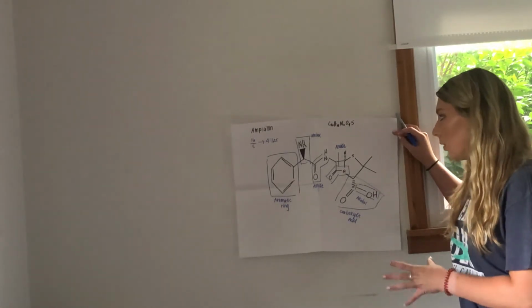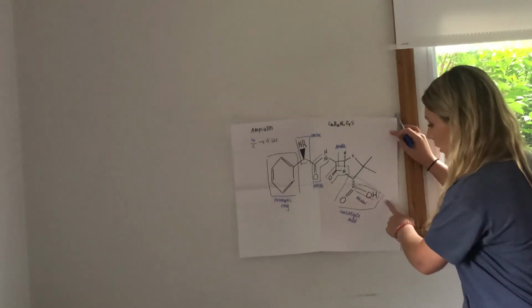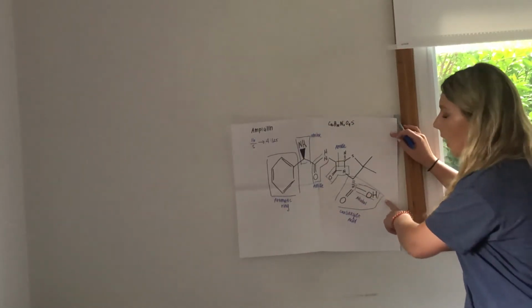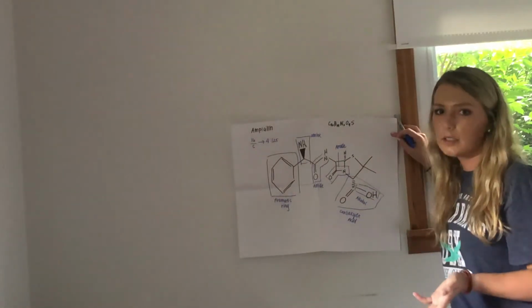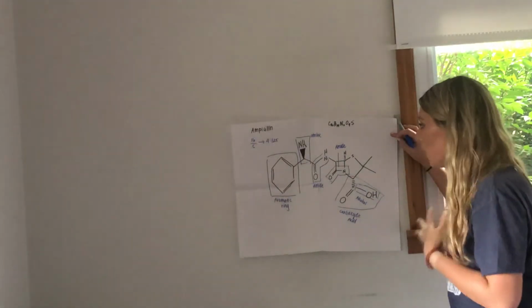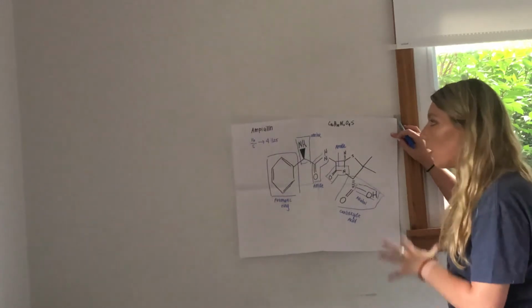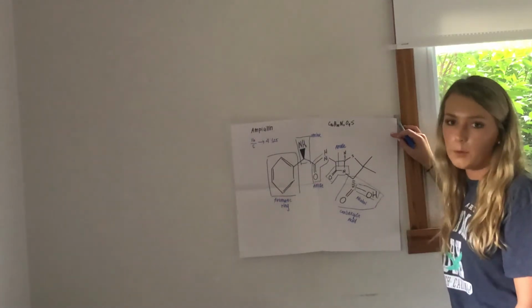On this molecule, we have an acidic portion, which would be the carboxylic acid, but we also have a basic portion, which would be this NH2, so it would act as a base, accepting a proton. So overall, this molecule is amphiprotic.